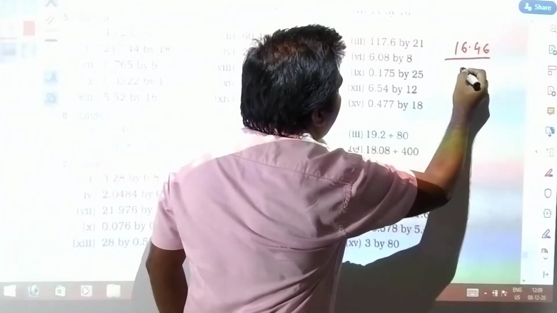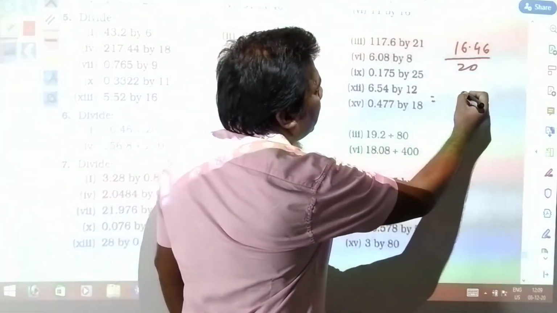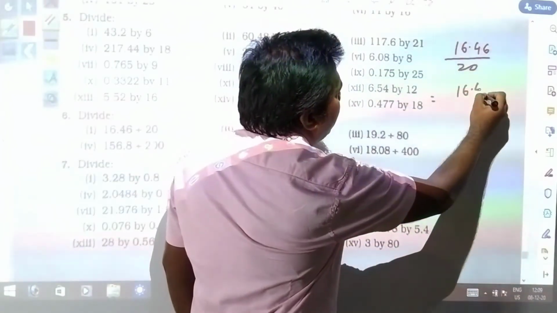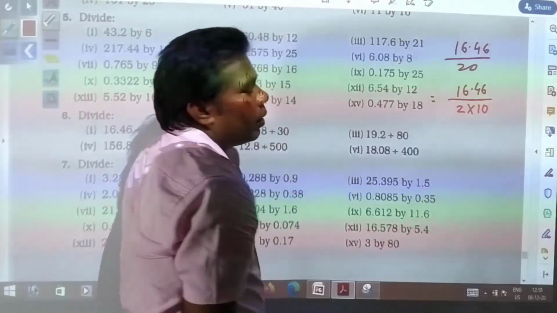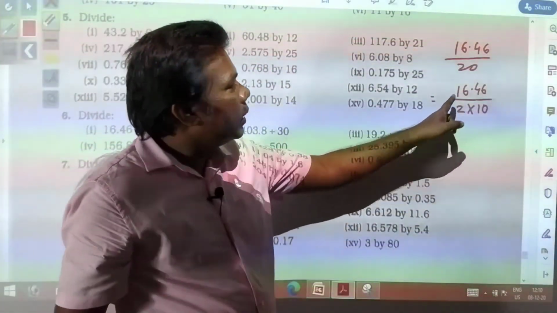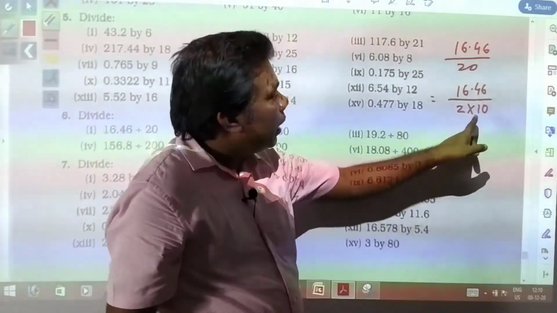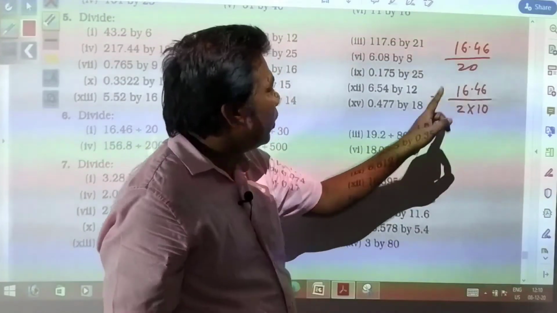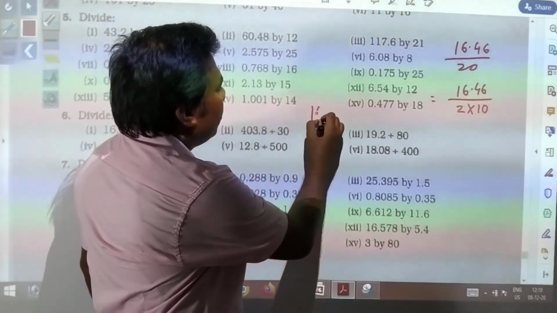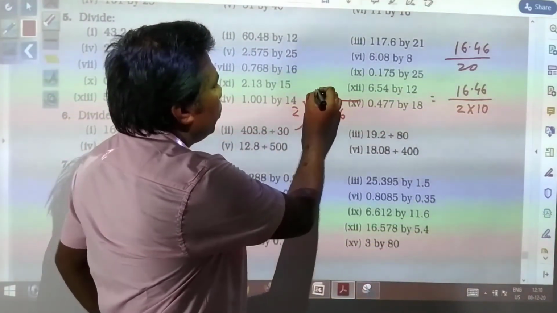Next you see you have 16.46 divided by 20. So this can be written as 16.46 divided by 2 into 10. Now by 2 you need to divide this. When you are dividing 16.46 by 2, what you will get?